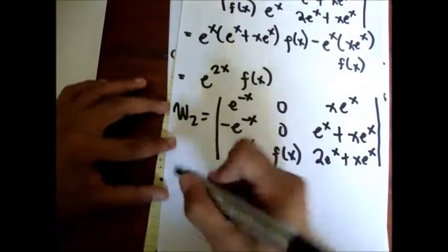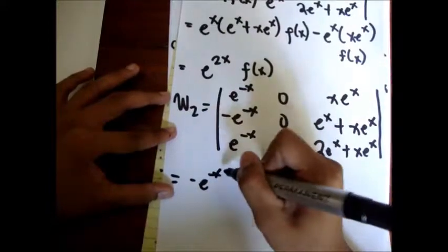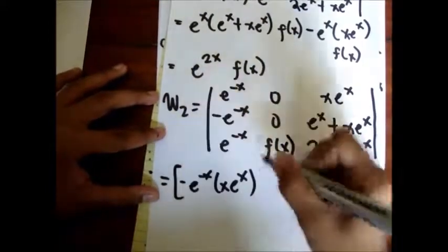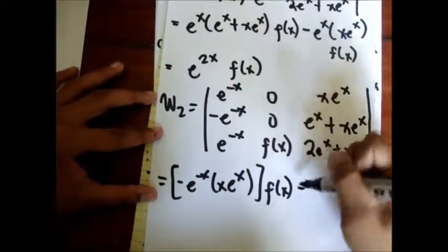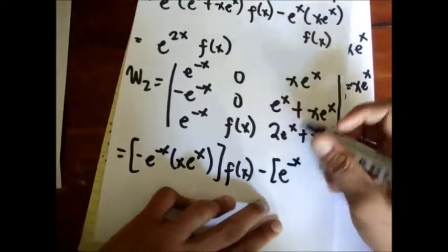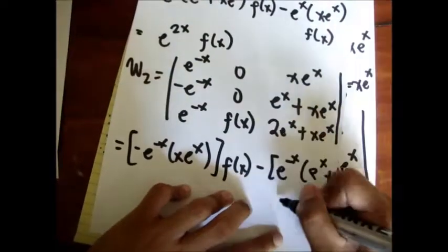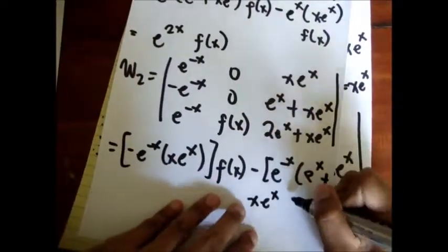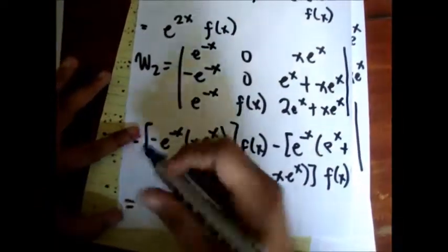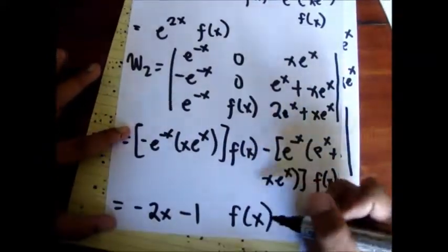Using the basket method again, we get negative e raised to negative x, x e raised to x, f of x minus negative e raised to negative x, e raised to x plus x e raised to x, f of x. So simplifying it further, we get negative 2x minus 1, f of x.